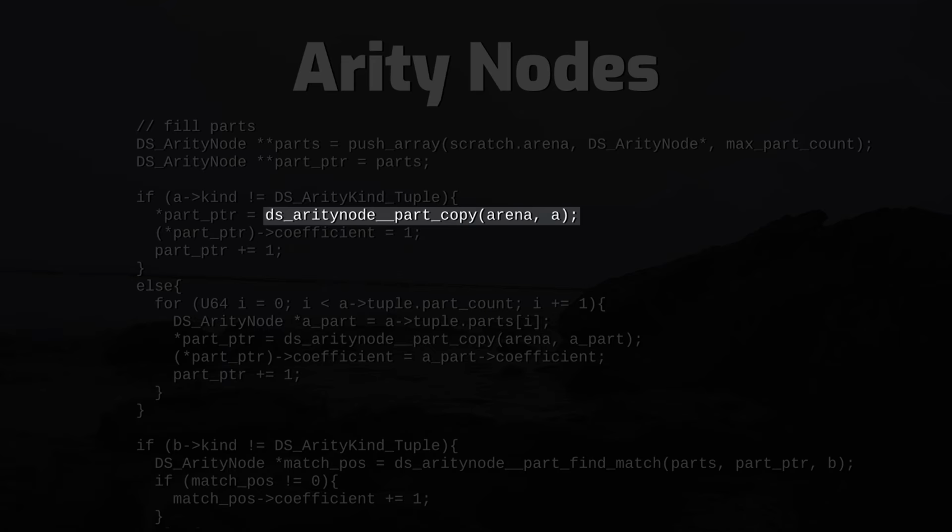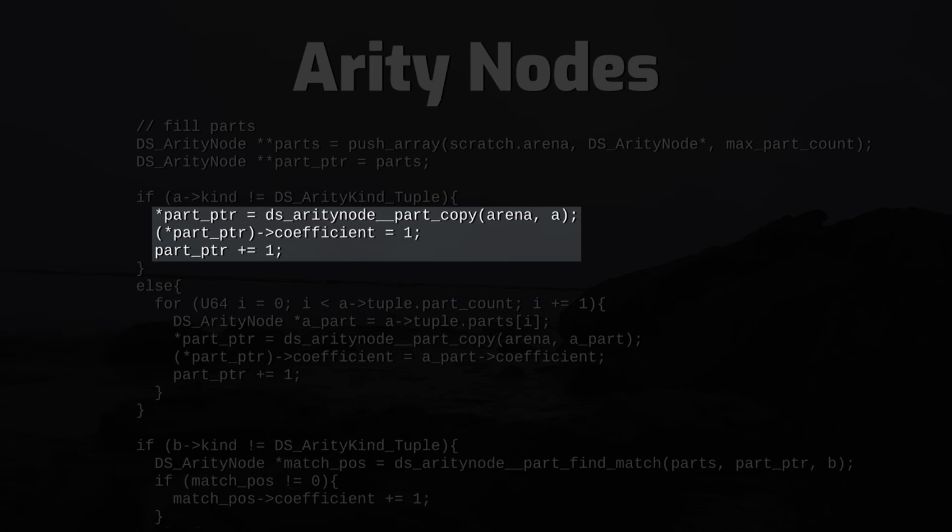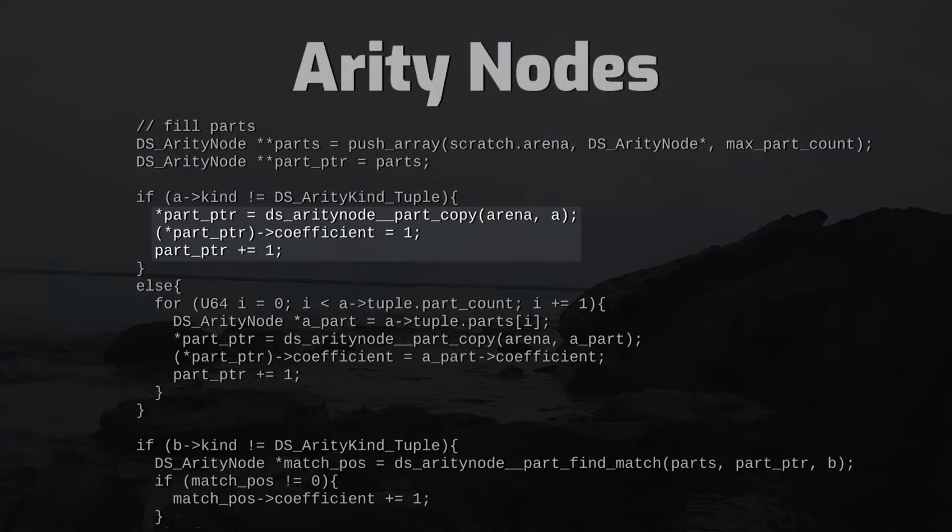I use a helper here called part copy to shadow copy each node as I add it to the parts array. I do this because I'm building up this tuple and I could modify any of the coefficients in this parts array, but I don't actually want to modify the coefficients on the original nodes that I'm reading them from.